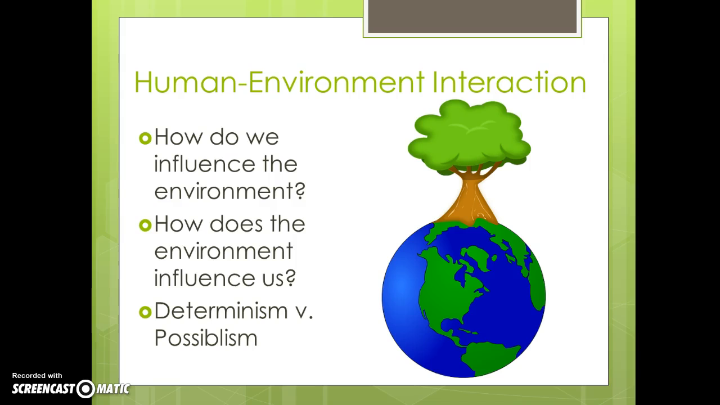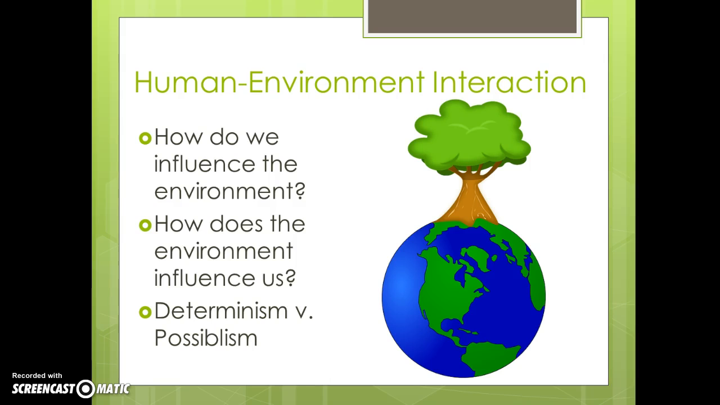Human-environment interaction. This one is actually, you want it to be complicated, and it's not. It's really based around two key questions. How do we as people influence the environment, and how does the environment influence us? And there's two real theories around this.